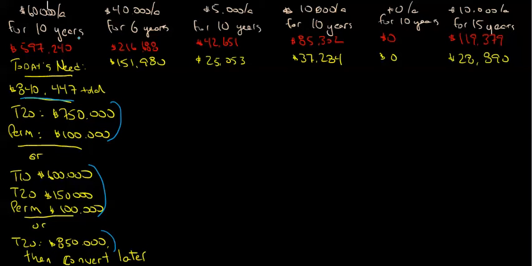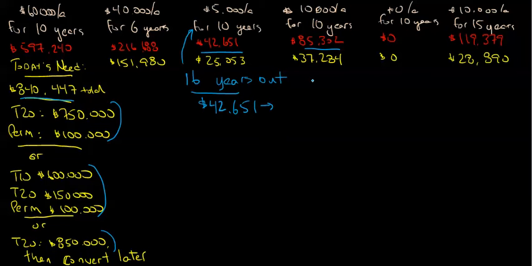So let's move out to the end of this 16-year span. So we say, here we are 16 years out, which basically puts us right here. And we can essentially redo the needs analysis here. So we know that we need $42,651 to get through that 10-year span. And then we know we need $85,302 to get through this 10-year span. That's what you're going to have at the beginning of that 10 years.